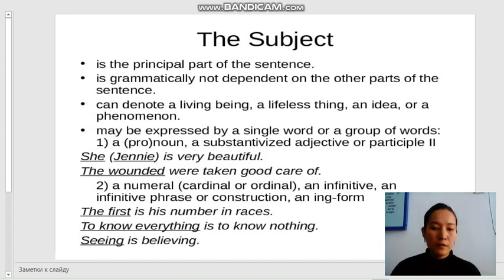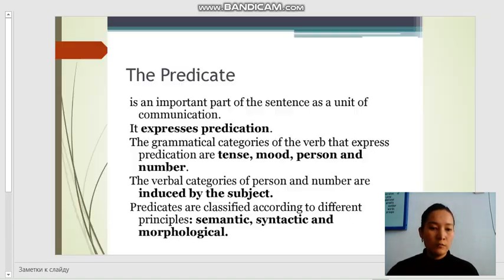To know everything is to know nothing. In this sentence, the subject is shown as an infinitive. And seeing is believing. So here the subject is seeing. Here we use the subject as a gerund with the help of the ing ending.